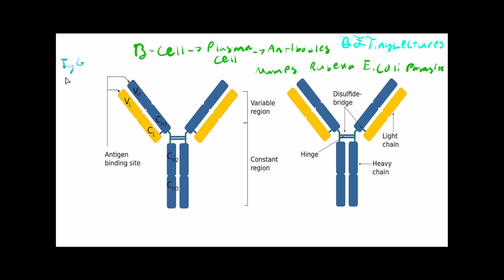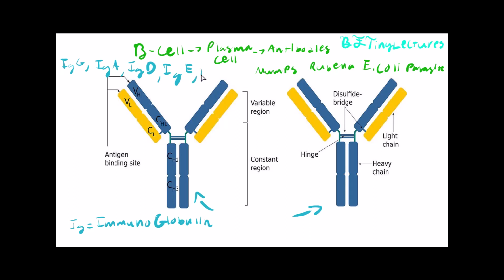And we have to ask ourselves, what does Ig mean? Well, Ig just means immunoglobulin. That's all that means. Immunoglobulins is another way you can call antibodies. So this is an immunoglobulin, and this is an immunoglobulin. So we have immunoglobulin G, we have immunoglobulin A, we have immunoglobulin D, E, and finally we have immunoglobulin M.